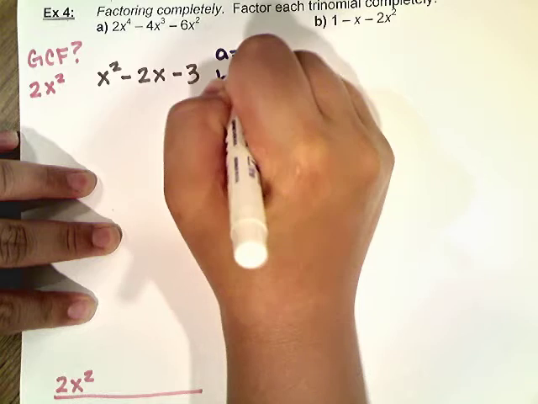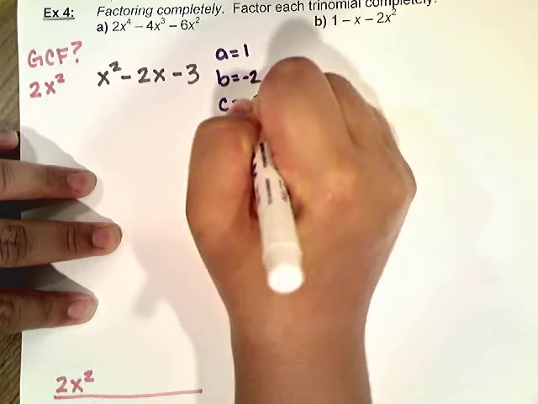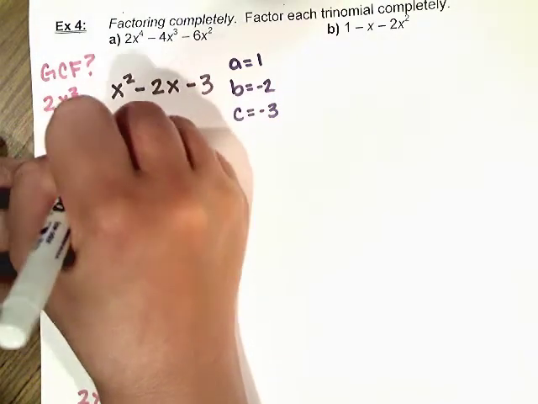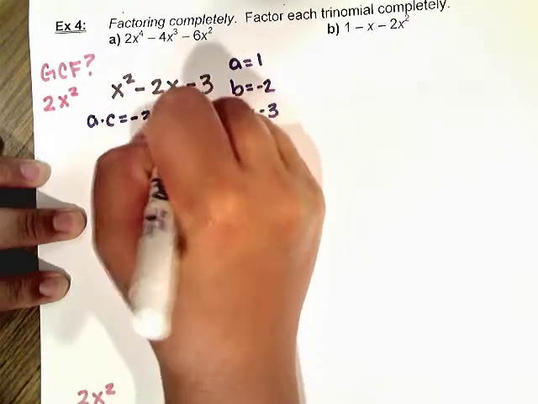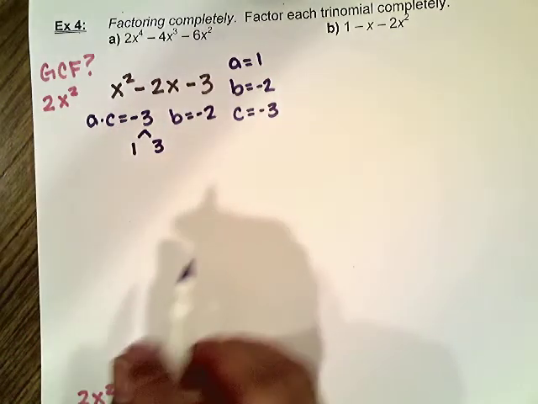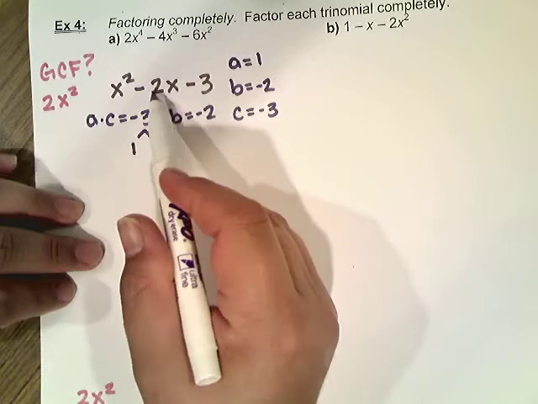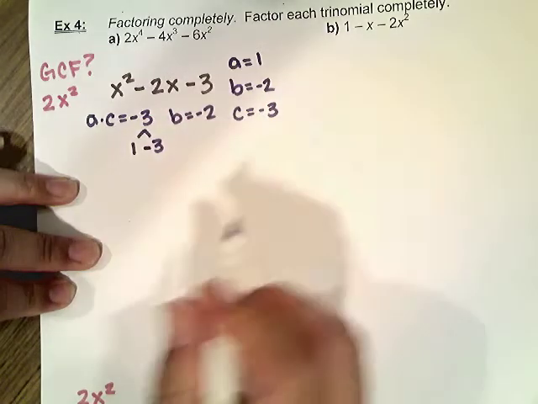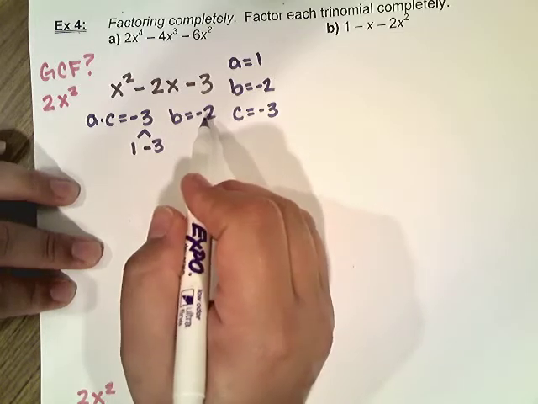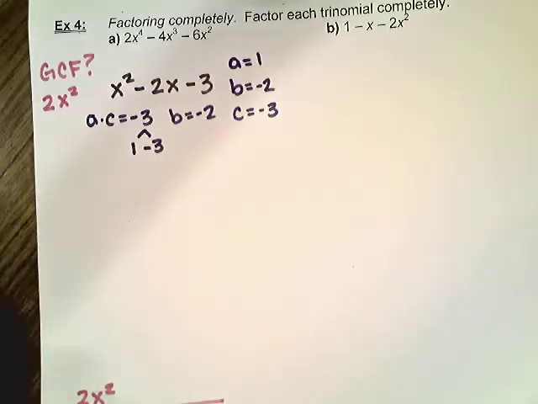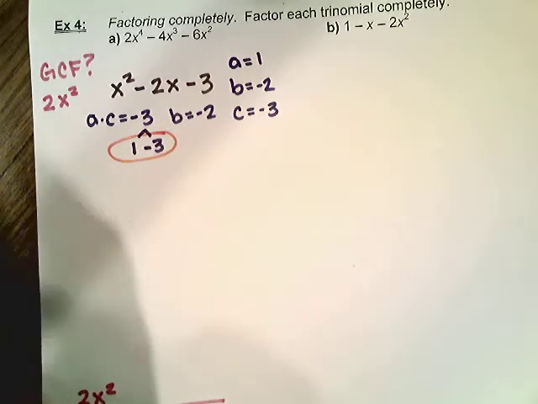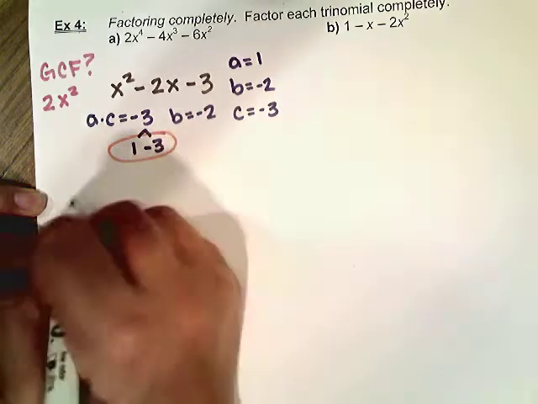A is 1, B is -2, C is -3. We identify A times C, which is -3, and B, which is -2, and the only pair that we have for this are 1 and 3. Our signs are going to be different, and the larger number is going to be negative. And does this indeed add to become -2? And yes, it does. So we'll use that to expand our original expression here.